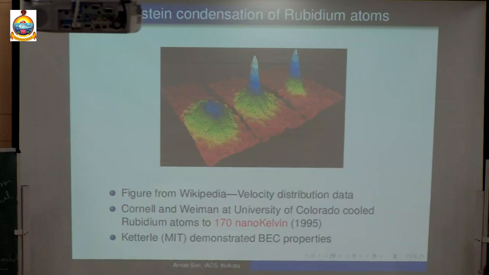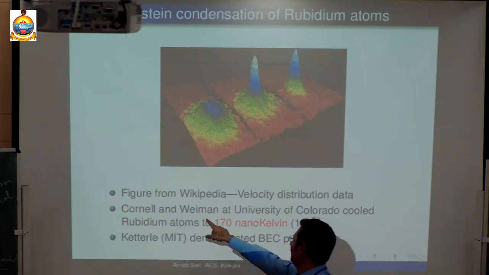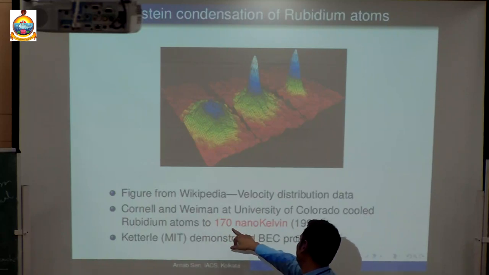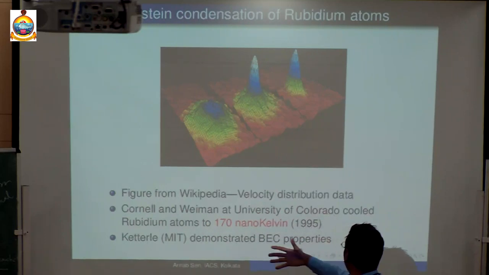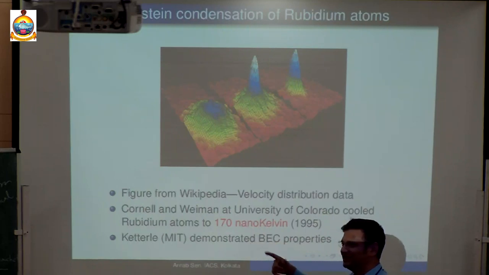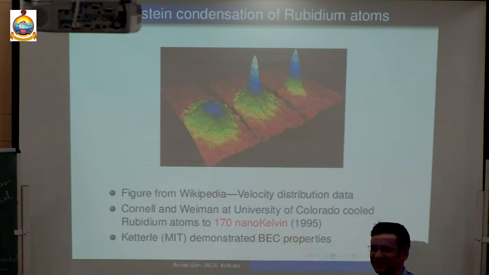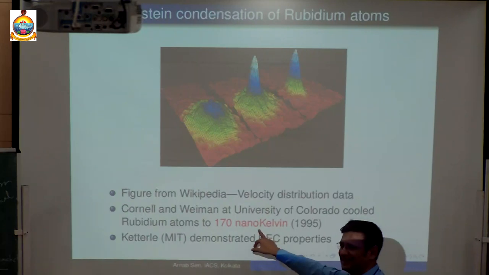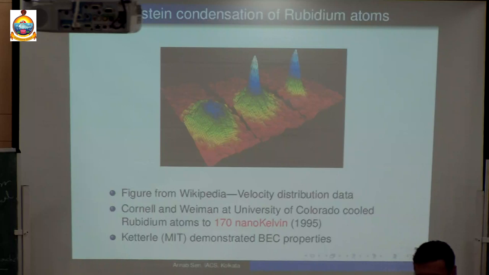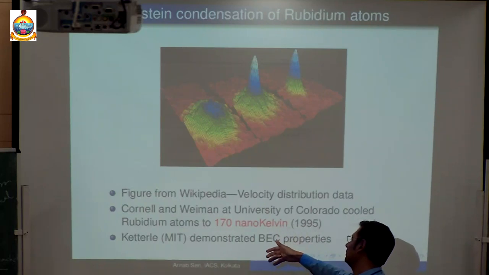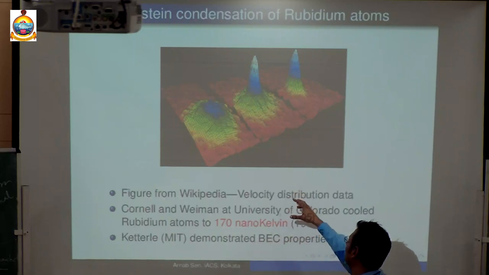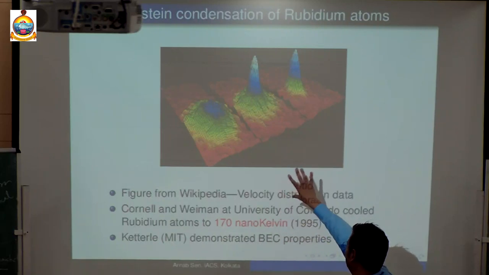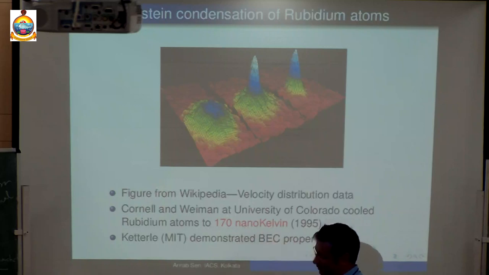Okay, and then Cornell and Wieman first could achieve this incredible feat of cooling a bunch of rubidium atoms to, please note the temperature, 170 nanokelvin. So that's incredibly small, right? I should have maybe not used the color red, but it's incredibly cold, right? Okay, and then soon Ketterle and collaborators also could see that this condensate at this very low temperature was really a Bose-Einstein condensate.